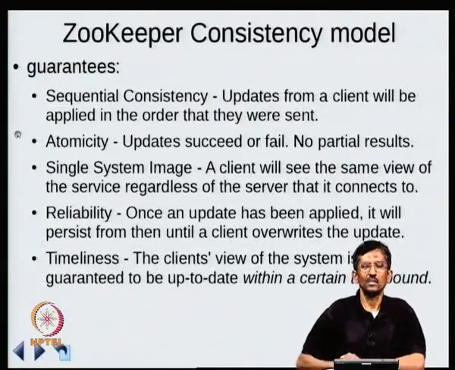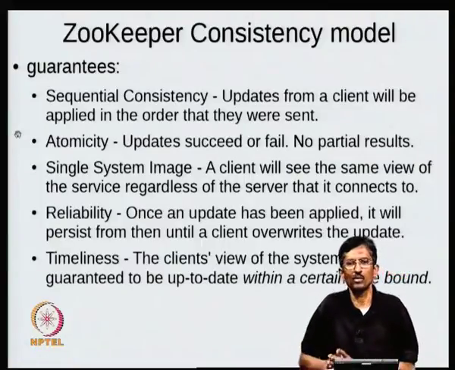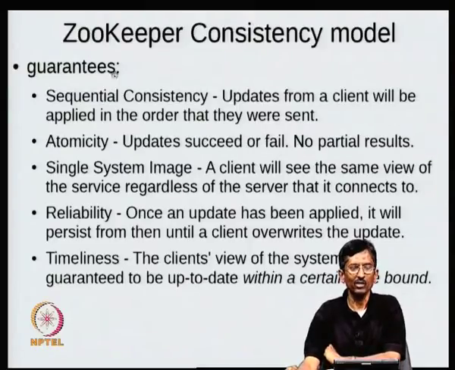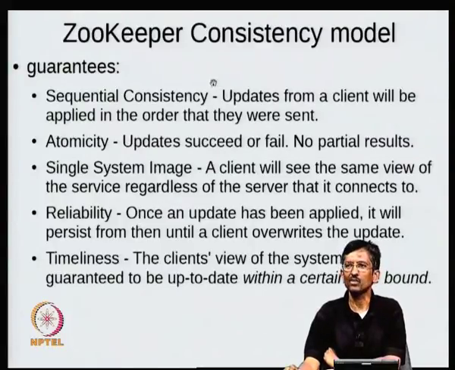So let us look in some detail at the Zookeeper consistency model. This Zookeeper consistency model guarantees the following: sequential consistency. Updates from a client will be applied in the order that they were sent. It's not the case that they will go in different orders. As I mentioned earlier, the web does not have this property. That's why the cricket score need not be monotonic. It will show 365 and then suddenly it shows 360 later. It's possible.